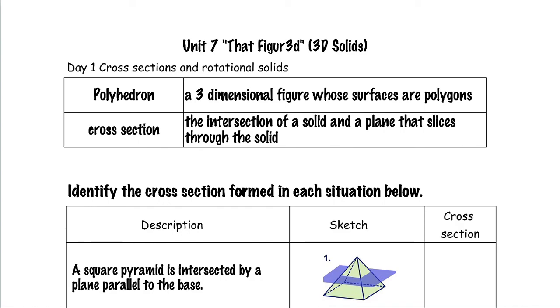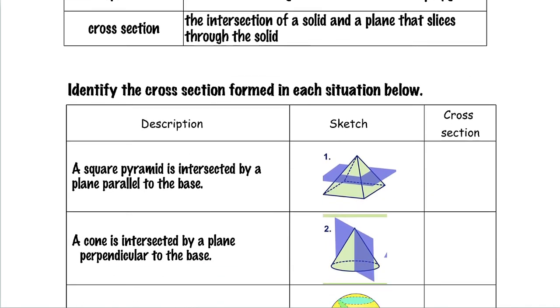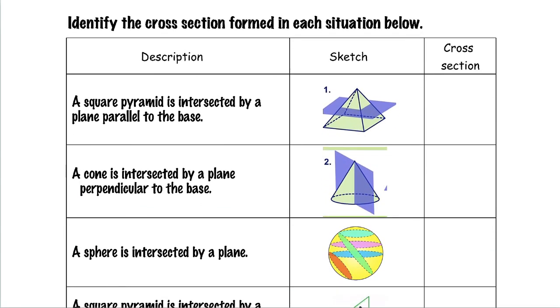Okay, we're going to start here in Unit 7 with some cross sections and rotational solids. A little bit of vocab here first. A polyhedron is a three-dimensional figure whose surfaces are polygons. And a cross section is the intersection of a solid and a plane that slices through the solid. So we're going to identify some cross sections.